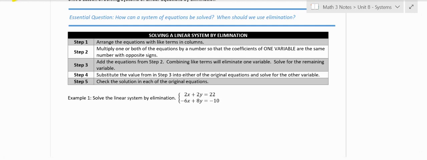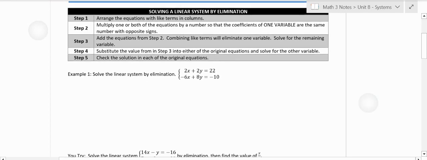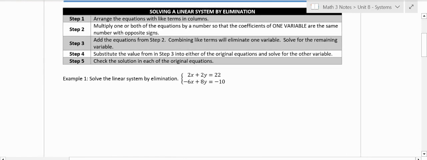We're going to have to possibly multiply one or both of the equations so we get a pair of opposites, and then add and solve. So again, this is another skill like we saw in the previous two that you might remember from Math 1. Our first thing we're going to look at with this example is we can see we have our x's, our y's, and our constants lined up.